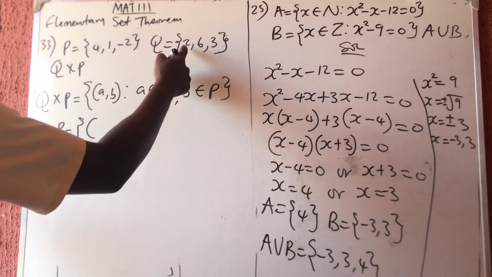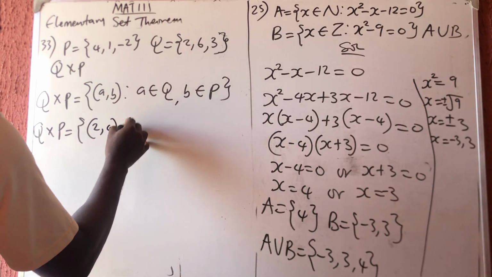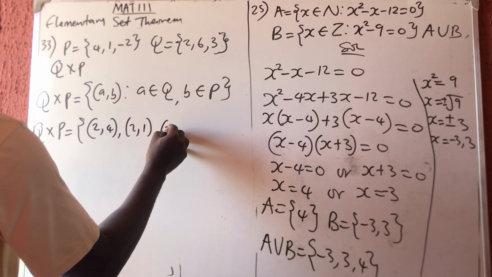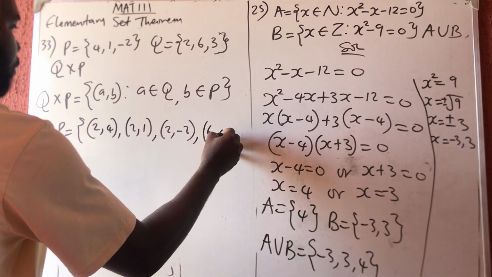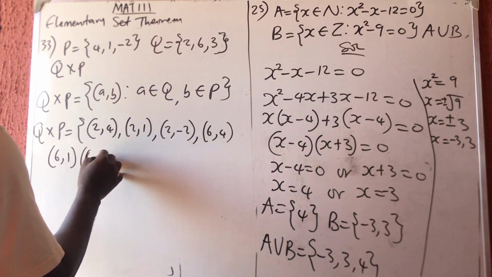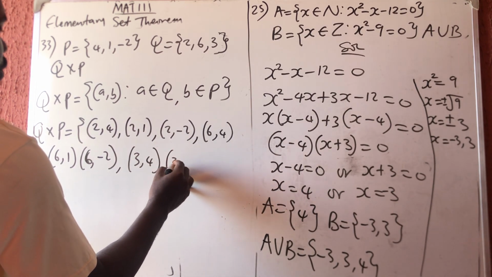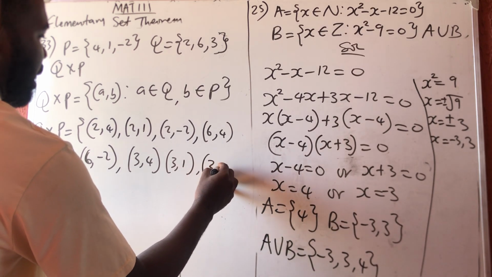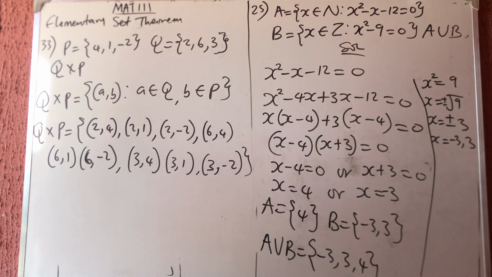So therefore, Q cross P is equal to the set of, what do you have? Let's combine everybody. So 2, 4; 2, 1; 2, minus 2. I'm done with 2. Let's go to 6. 6, 4; 6, 1; 6, minus 2. So let's go to 3. 3, 4; 3, 1; and 3, minus 2. Okay, so that is Q cross P. So if you look at that, you will now find out the one that is your answer.